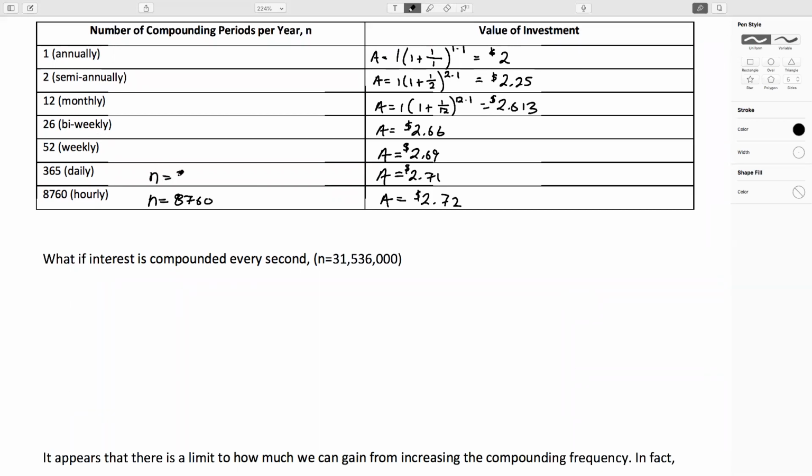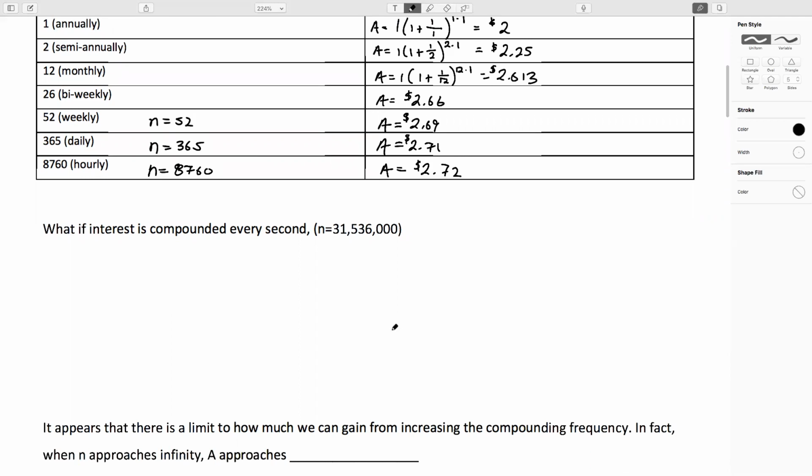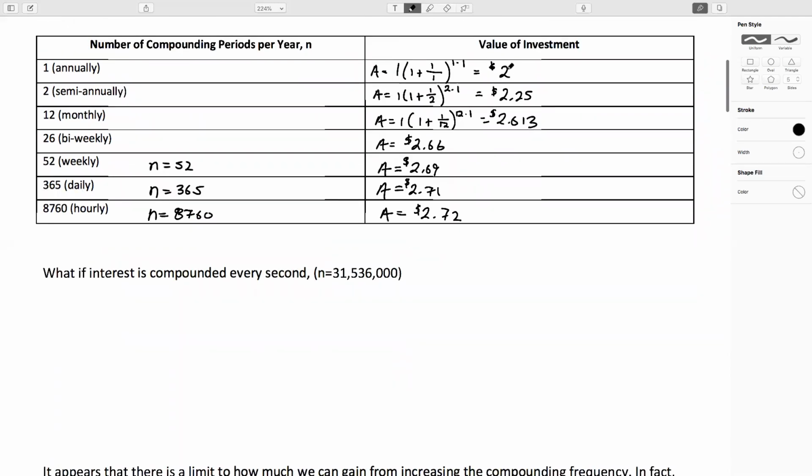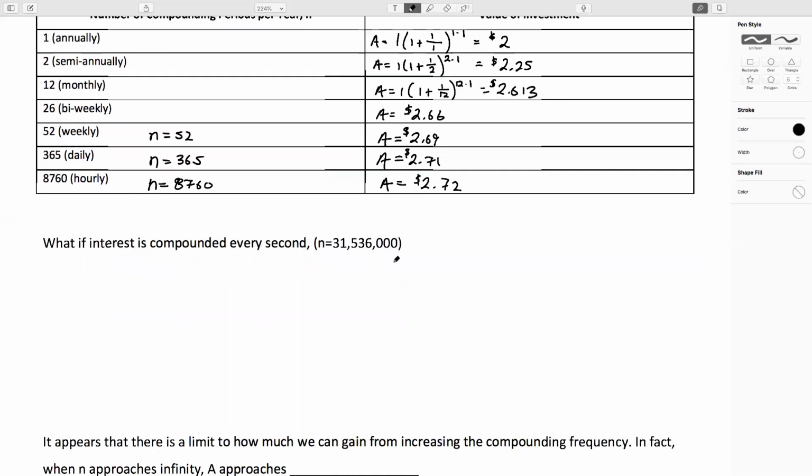So now, I guess we should have been a little more precise here. This should be n equals 365. This should be n equals 52, etc. It looks like there's going to be a limit here. We saw a rapid increase from 2 to 2.25 up to 2.60, then to 2.66, 2.69, 2.71, 2.72. So as we're going up in compounding periods, 365 up to 8,760 is a lot. We're not seeing the profits scale to the same amount. So it looks like we're getting diminishing returns.